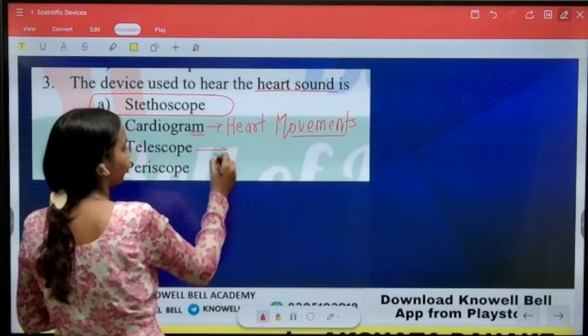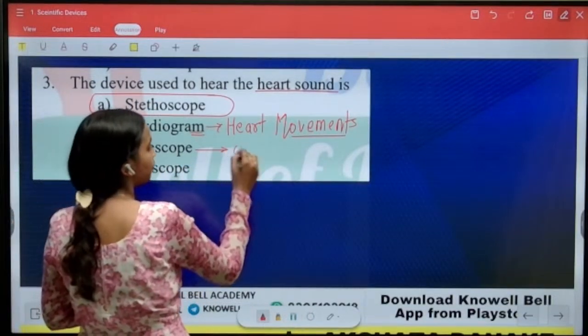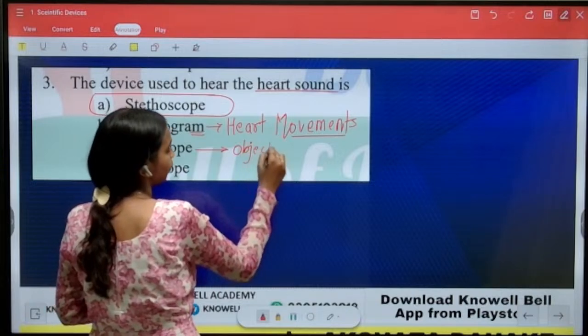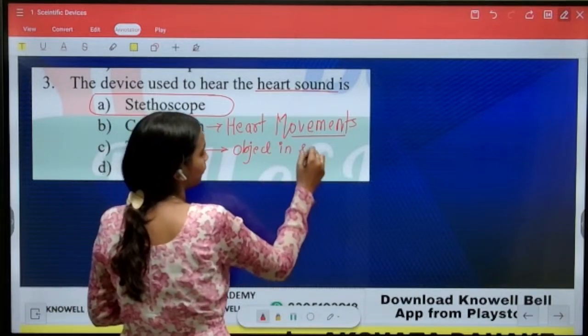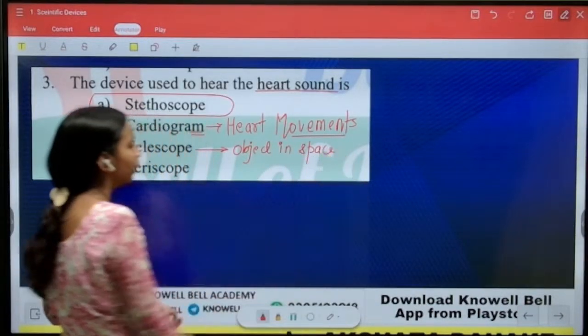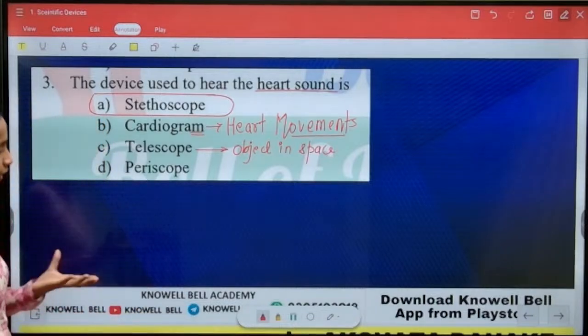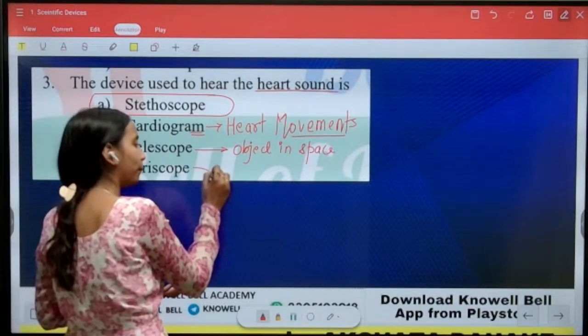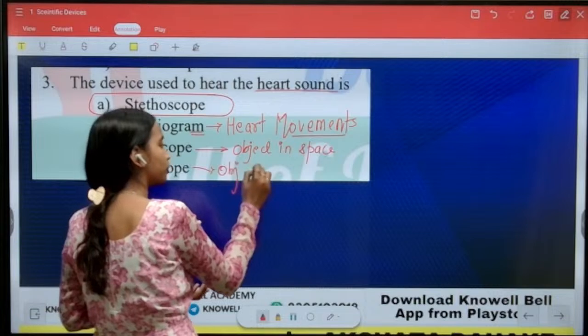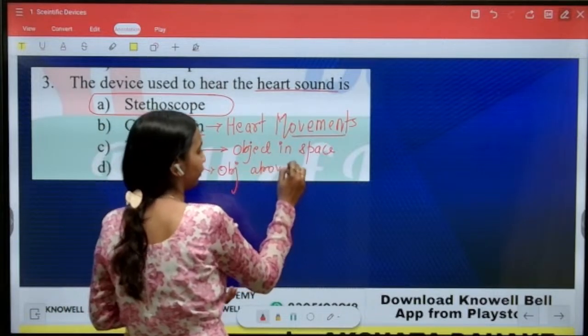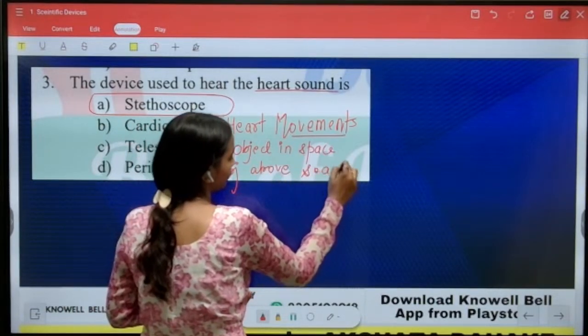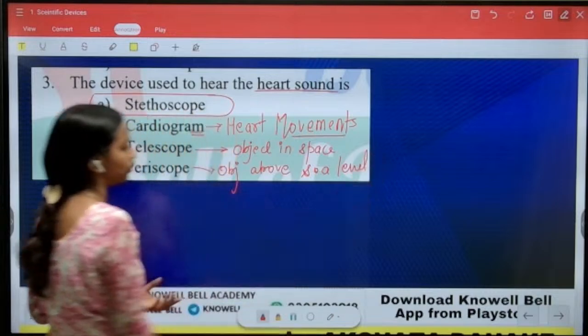Why do we use telescope? Telescope is used to see objects in space or sky. In order to observe objects in space or sky, which device do we use? We use telescope. Okay, why do we use periscope? Periscope is used to see objects above sea level.